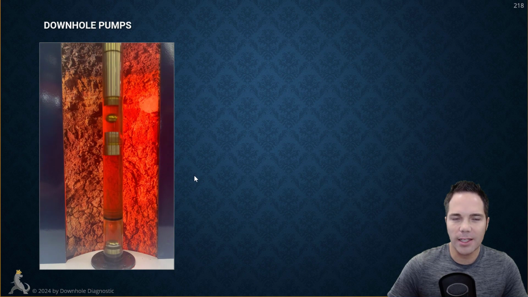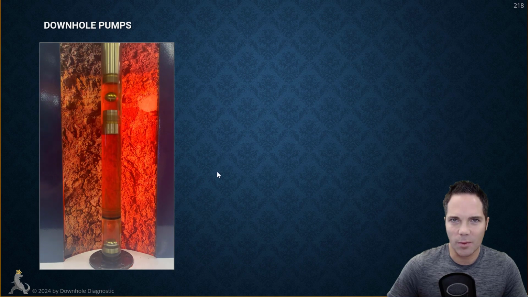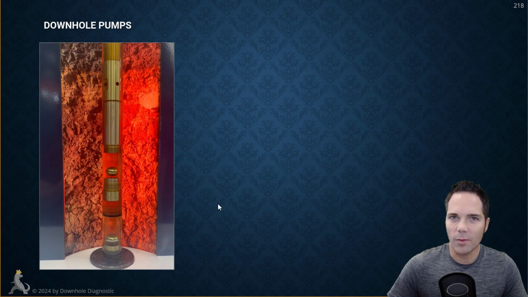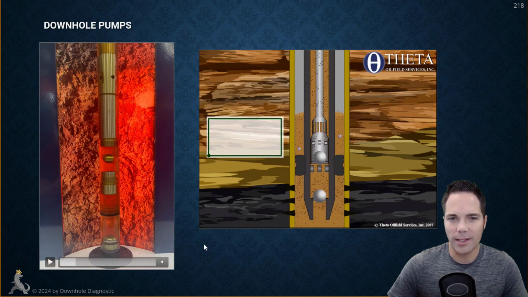So fluid is sucked in, compressed, and then discharged above the plunger, and it's going to progressively make its way up the tubing all the way up to surface to our tank battery so we can sell it. So here's another video, and this one's basically the exact same thing, with a couple of differences.